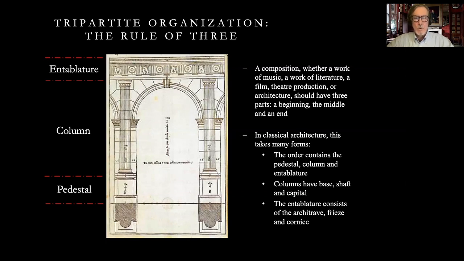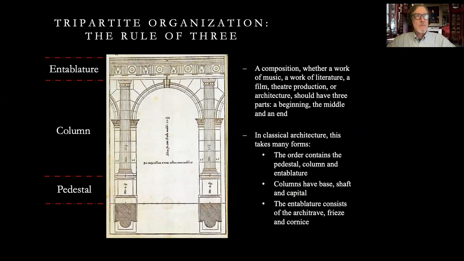The classical order contains the pedestal, the column, and the entablature. Columns have a base, a shaft, and a capital. And the entablature consists of the architrave, the frieze, and the cornice. We'll learn more about that later.